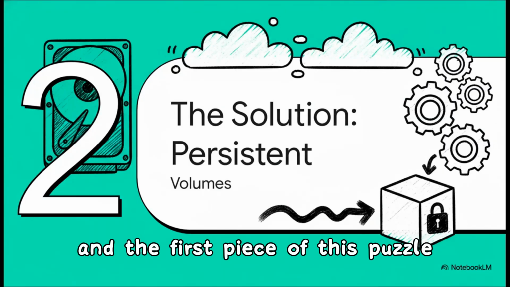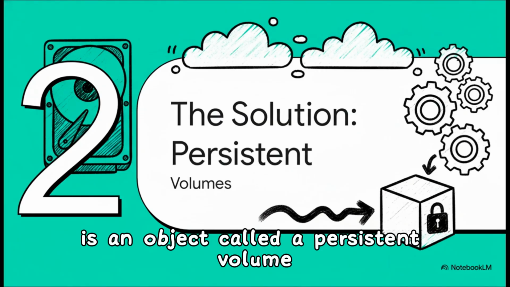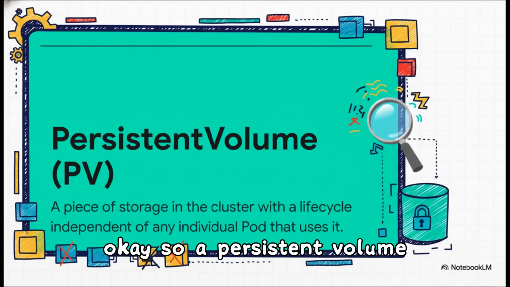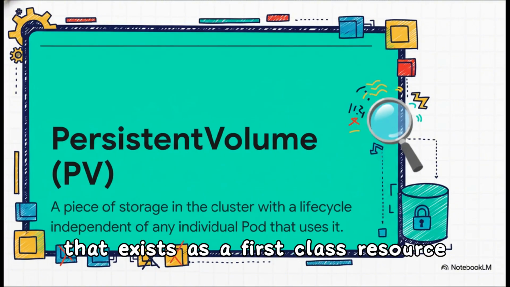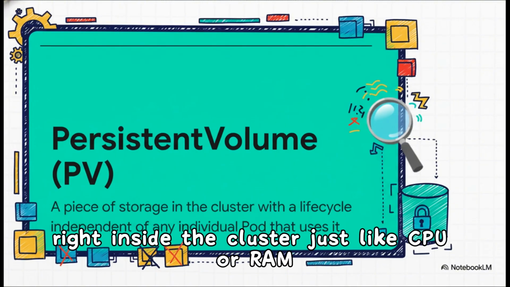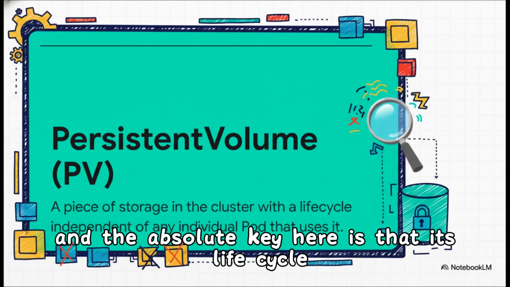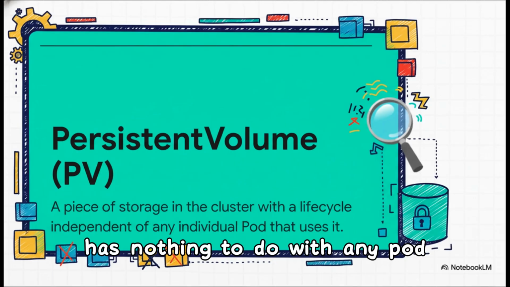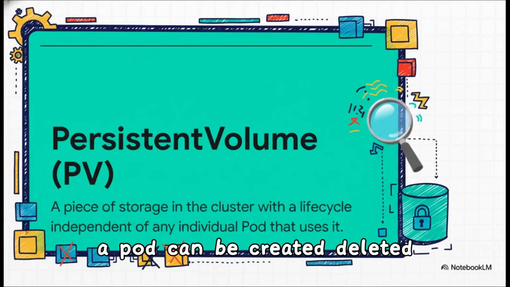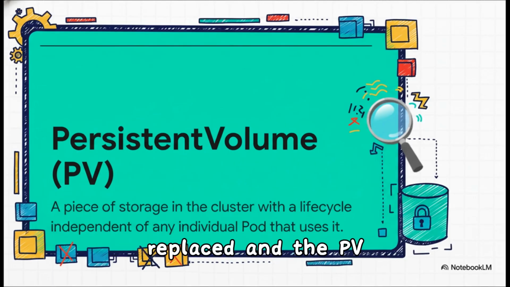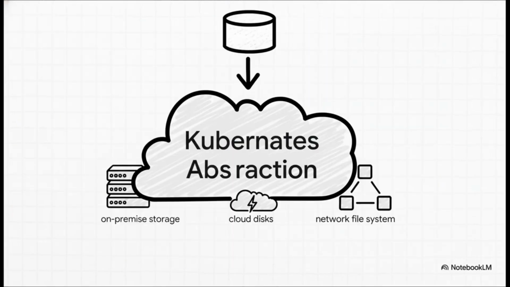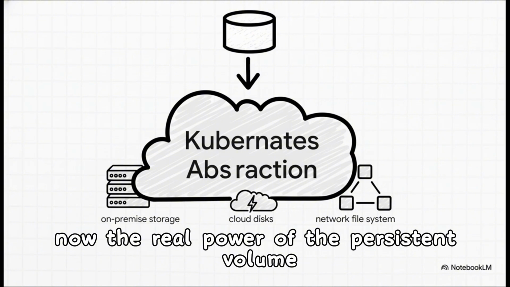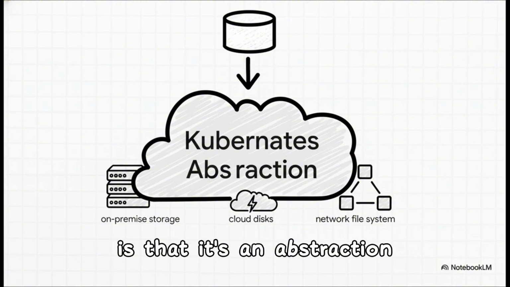And the first piece of this puzzle is an object called a persistent volume. Okay, so a persistent volume, or a PV for short, is basically a chunk of storage that exists as a first-class resource right inside the cluster, just like CPU or RAM. And the absolute key here is that its lifecycle has nothing to do with any pod. A pod can be created, deleted, replaced, and the PV, along with all the data inside it, just sits there, completely untouched.